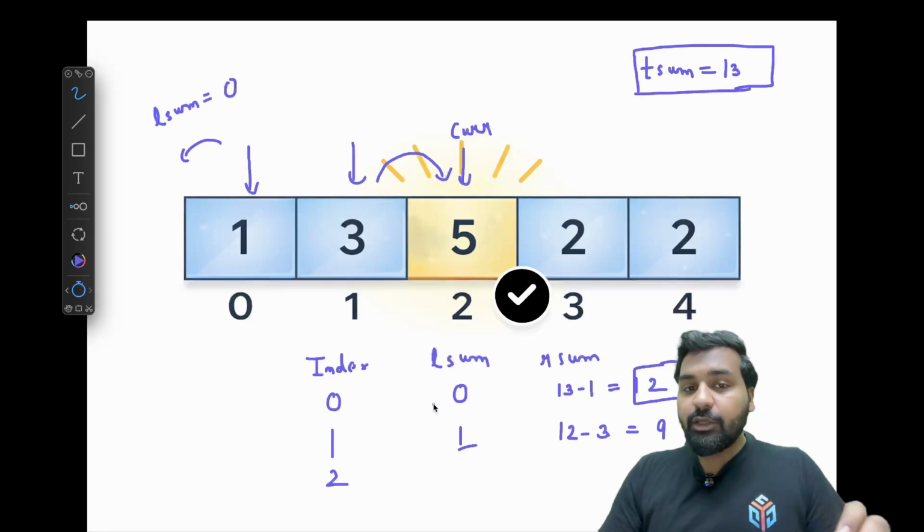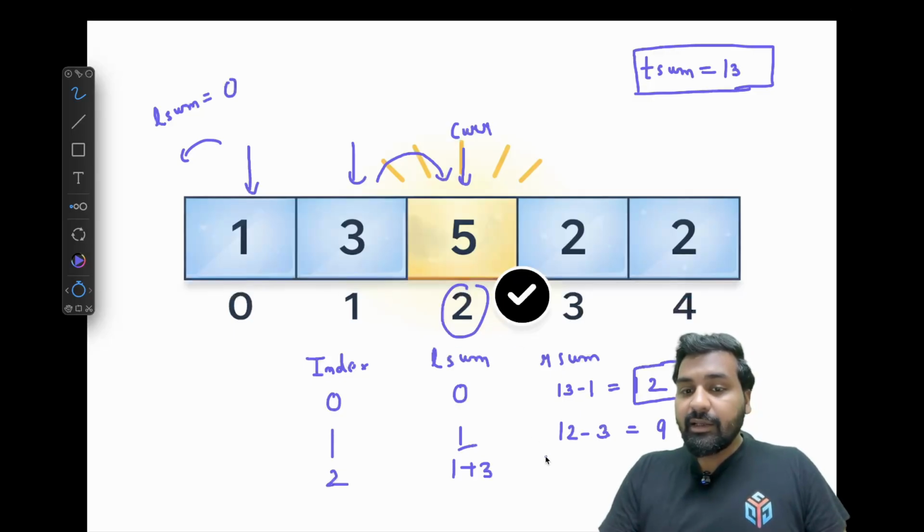Let me make you understand this. So 1 was the left sum. From which element are we coming? 3. So 1 plus 3 is going to be the left sum for this element, which is index 2, right? And the right sum is going to be whatever the last right sum was, 9 minus the current element, 5, that is 4, and the left sum is also 4. So these are equal. So we got our equilibrium index.